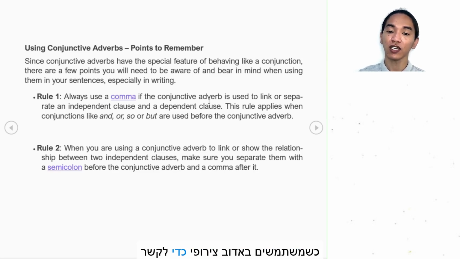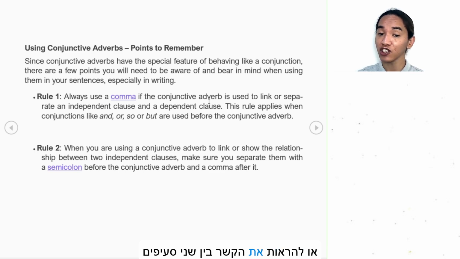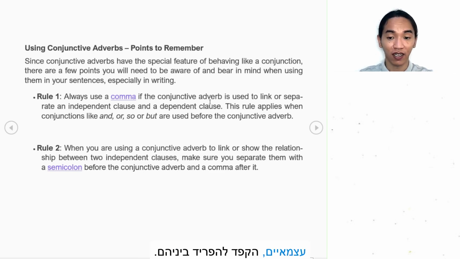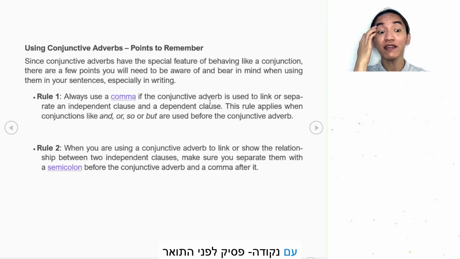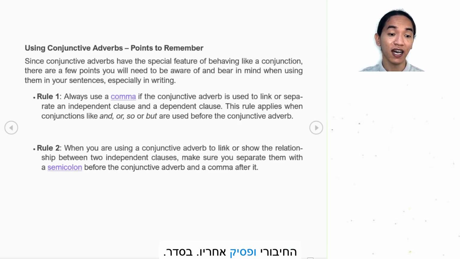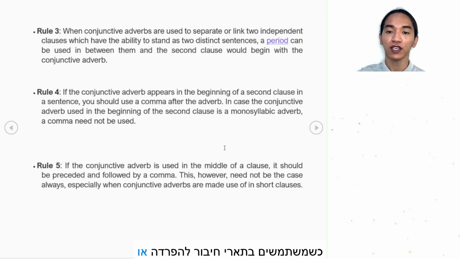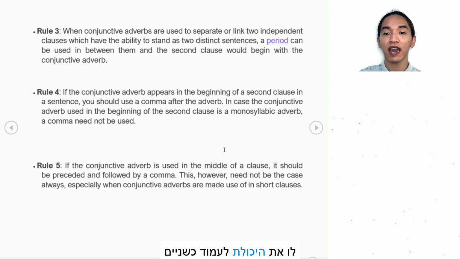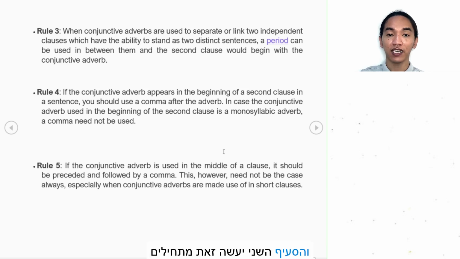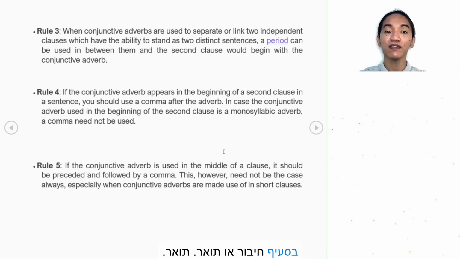When using a conjunctive adverb to link or show the relationship between two independent clauses, make sure you separate them with a semicolon before the conjunctive adverb and a comma after it. Okay? Now, when conjunctive adverbs are used to separate or link two independent clauses, which have the ability to stand as two distinct sentences, it means they can be separate sentences. A period can be used in between them, and the second clause would begin with a conjunctive adverb.